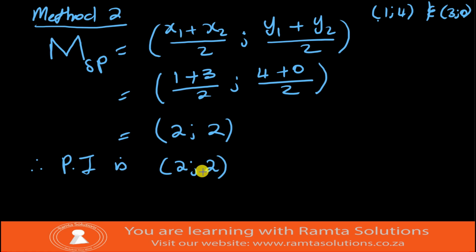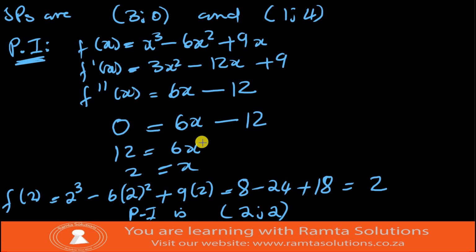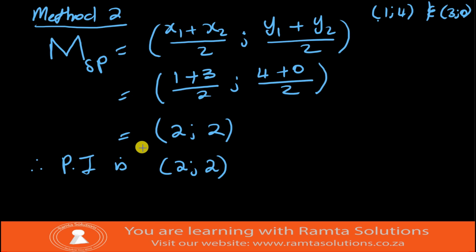Can you see that? The coordinates of the point of inflection are 2 and 2. We also found it this way, okay? Remember, I'm saying the point of inflection is the midpoint of your stationary points. All right. So now let's sketch the graph.